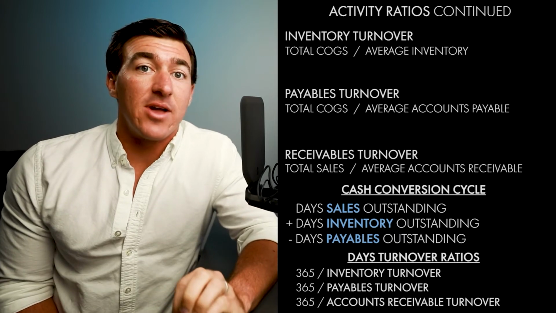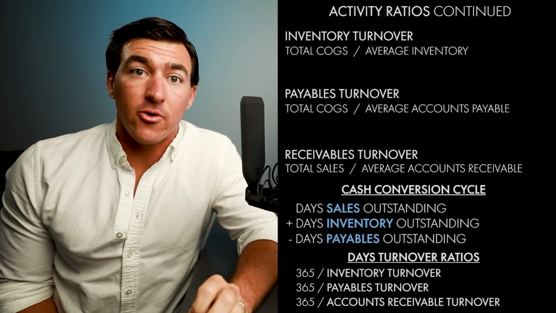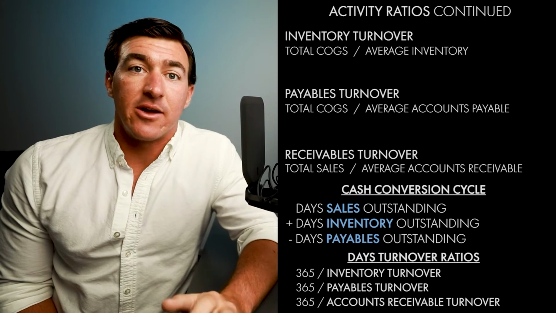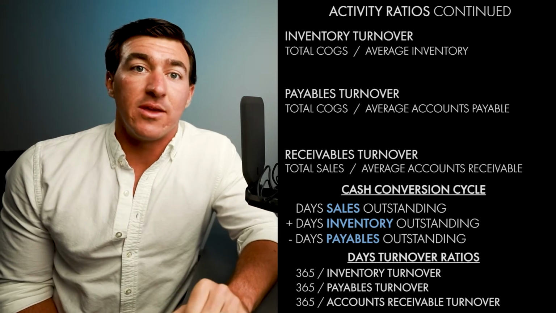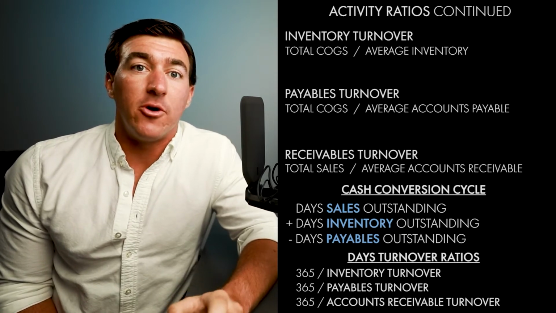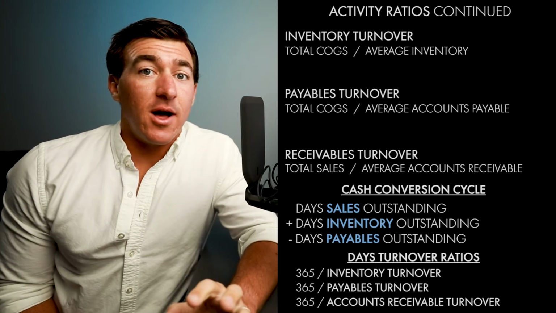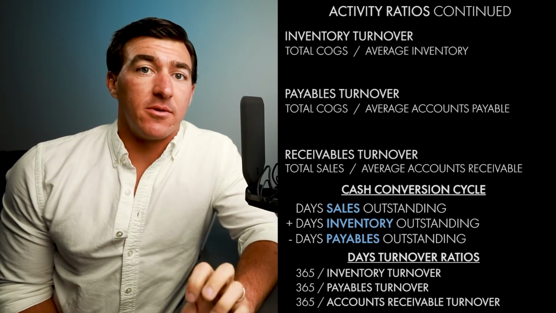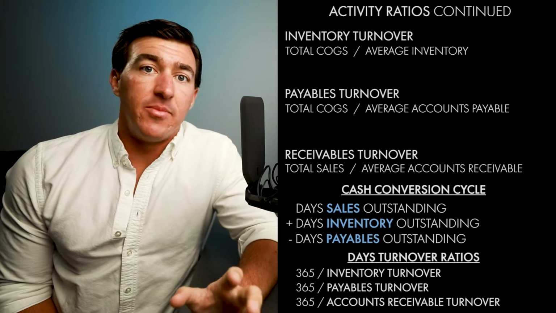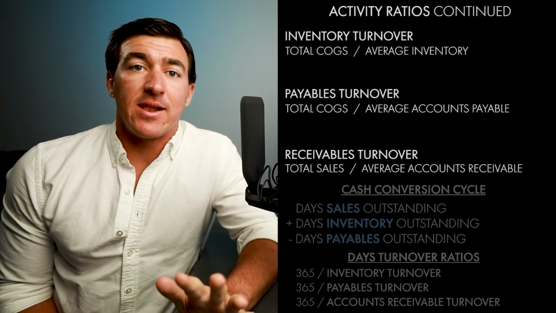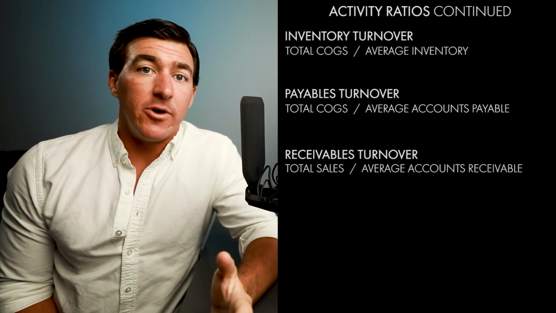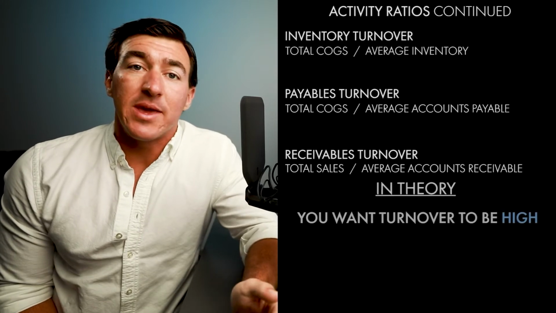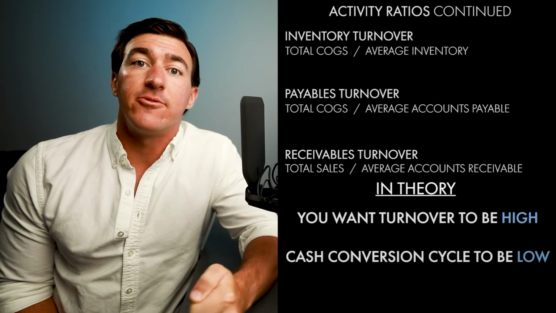So it's actually not too complicated. Once you understand and calculate those turnover ratios, it's extremely easy to calculate the days sales outstanding for any of those 3 categories. And then that helps you build out your cash conversion cycle. This was a lot of concepts, and hopefully it's just a jog on your memory of what we had done earlier. But just in case, I do want you to understand that it's really not too complicated. In theory, you want your turnover to be high and you want your cash conversion cycle to be low.